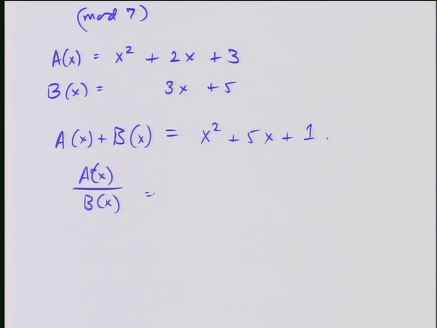We could also look at a of x divided by b of x. Okay, so how do you work this out? So we could do long division. We could say we have x squared plus 2x plus 3. We want to divide by 3x plus 5. Okay, so what do we have to multiply 3x plus 5 by to match? Okay, so we want to divide 1 by 3, right? So what's 1 over 3 mod 7?